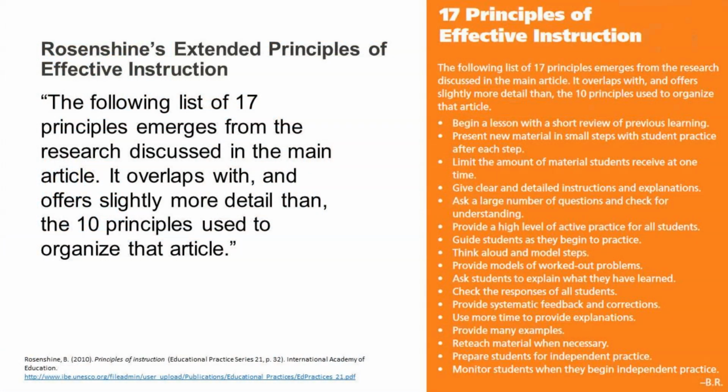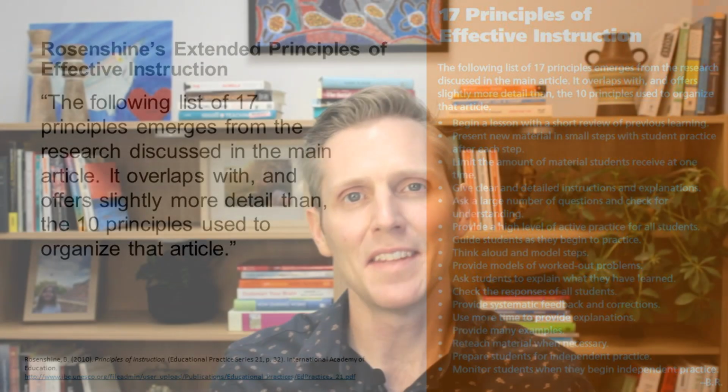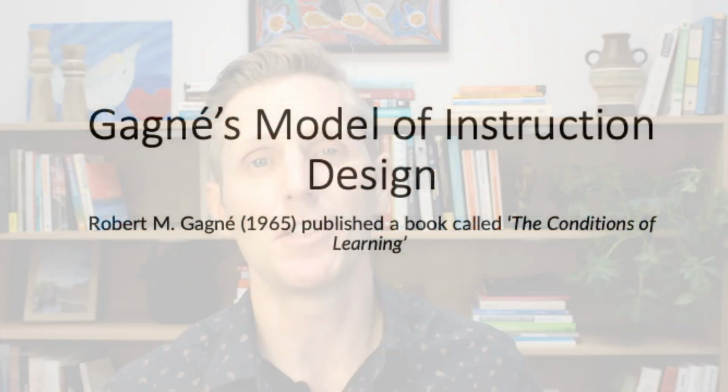Now, I mentioned before that Rosenshine actually had an additional 7 principles of instruction. And so you can see the additional detail is put in there. I won't cover them. You can pause the screen if you want a closer look at those. Now let's go a little deeper into history and look at Robert Gagne's model of instructional design.